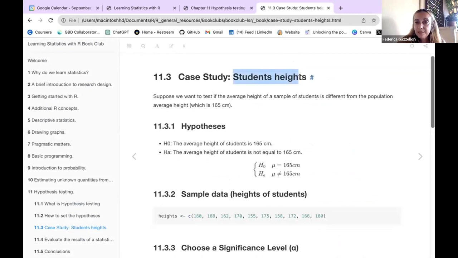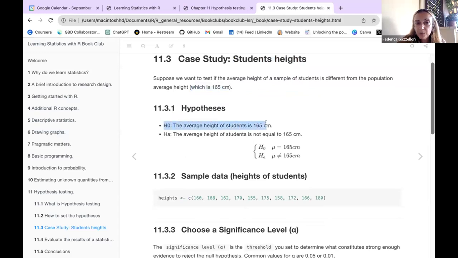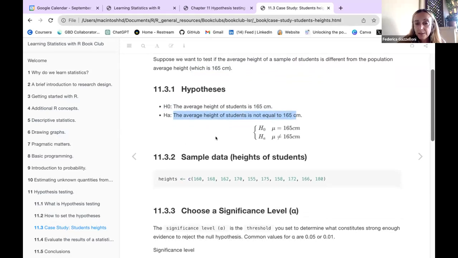So for example, if you use student heights, and we suppose we have a two-sided test, we want to test if the average height of a sample of students is different from a population average height, which is said to be 165 centimeters. So our null hypothesis would be that the average height of the students is 165 centimeters. And we want to test this hypothesis against an alternative hypothesis, which is that the average height of students is not equal to 165. So this is our two-sided test.